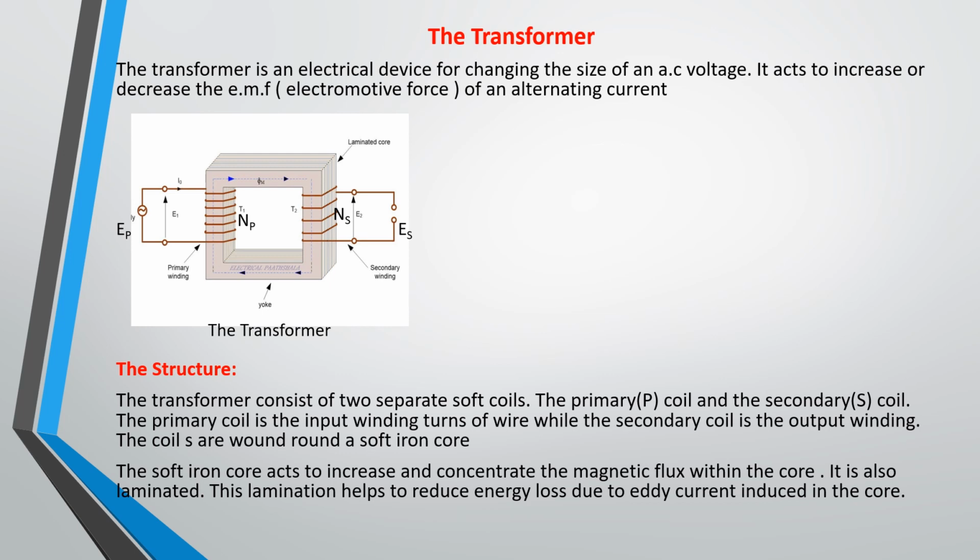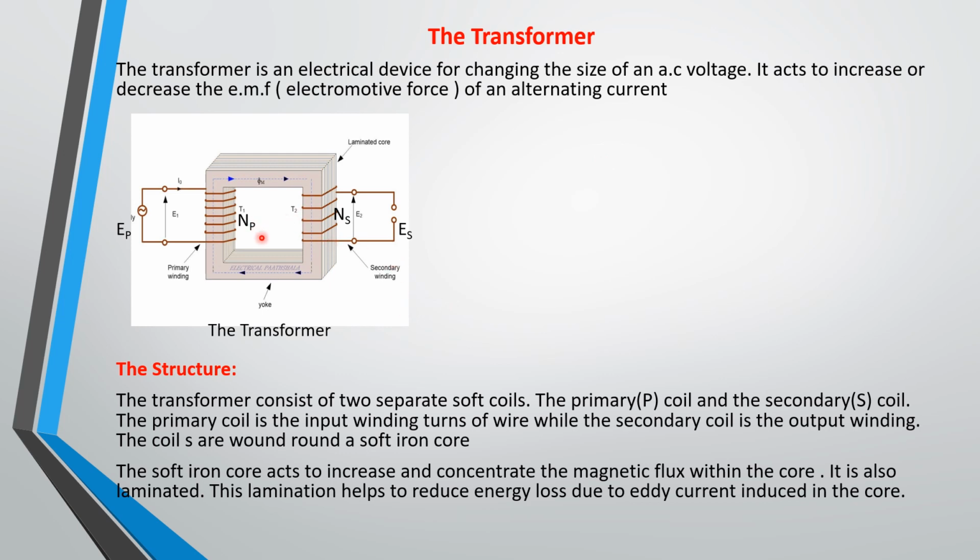The transformer basically is an electrical device for changing the size of voltage. It is either used to increase the size of voltage, or to decrease the size of voltage, or the EMF, which is the electromotive force of an alternating current. So you can use it to decrease the electromotive force of an alternating current, or you can use it to increase the electromotive force of an alternating current.